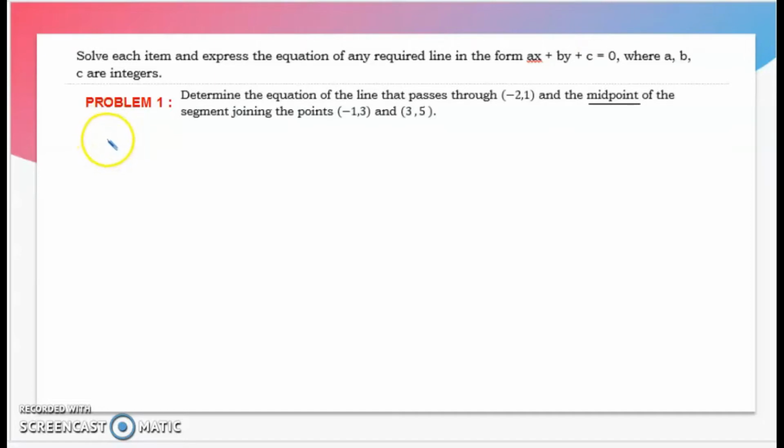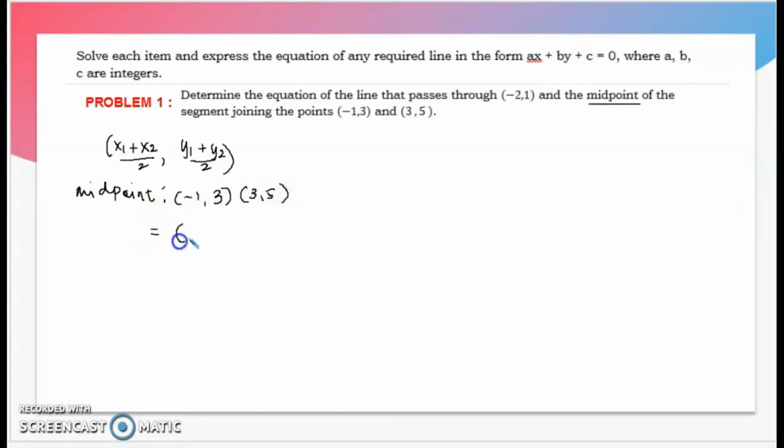So to get the x coordinate of the midpoint, that is x sub 1 plus x sub 2 over 2. And to get the y coordinate of the midpoint, that is y sub 1 plus y sub 2 over 2. Now let's find the midpoint of points -1, 3 and 3, 5. So we have -1 plus 3 over 2, 3 plus 5 over 2.